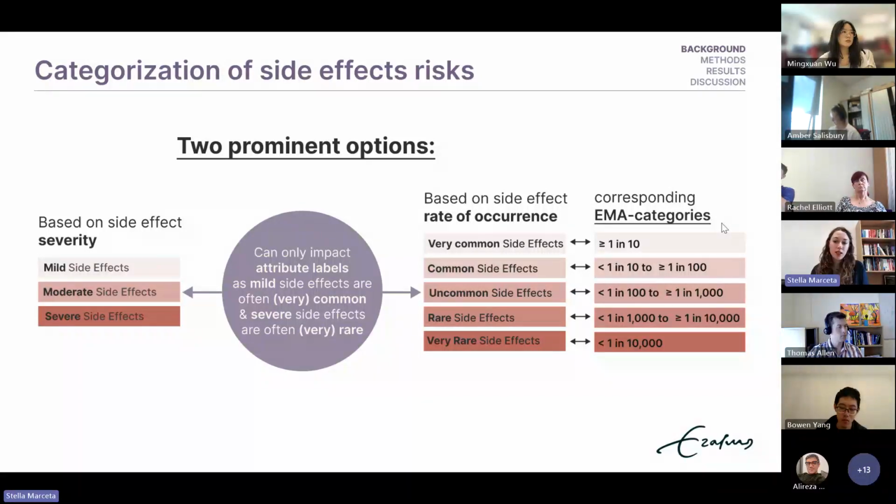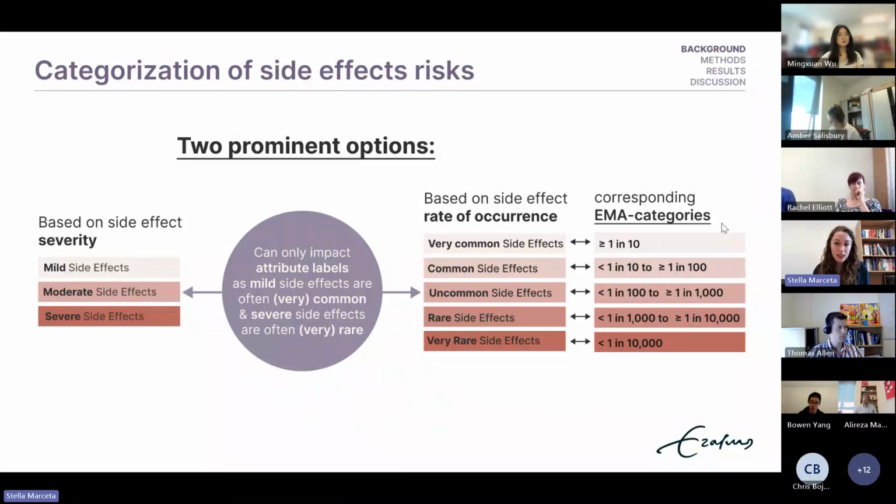There are fixed categories by the European Medicines Agency that have fixed ranges that correspond to each label. I actually looked it up, and it seems to be the same in the UK. In a lot of cases, depending on which option you choose, this will only affect the labels, because you have a lot of mild side effects that are very common or common, and a lot of severe side effects that are very rare or rare. But of course, it is not necessarily the case. That's why in this study, we for now focus on the effect of changing the label only.